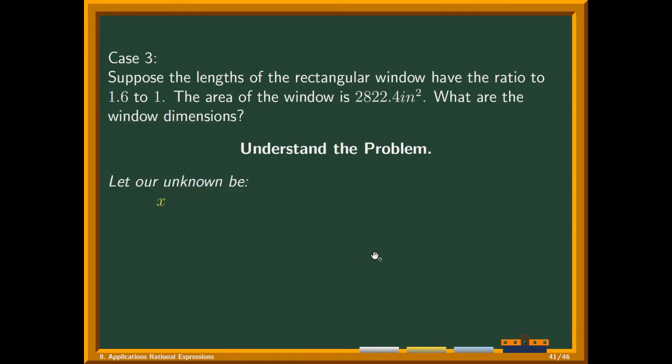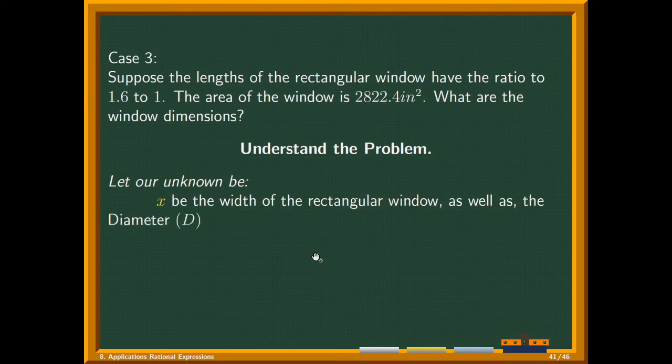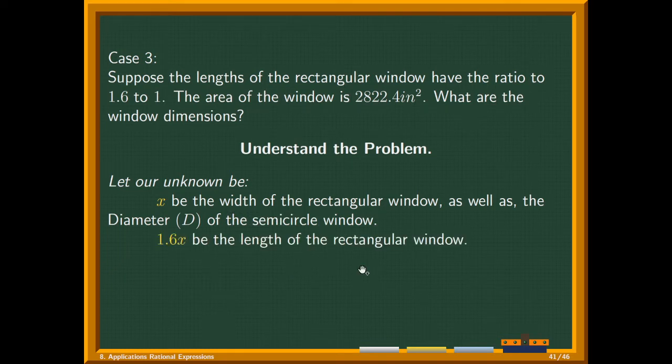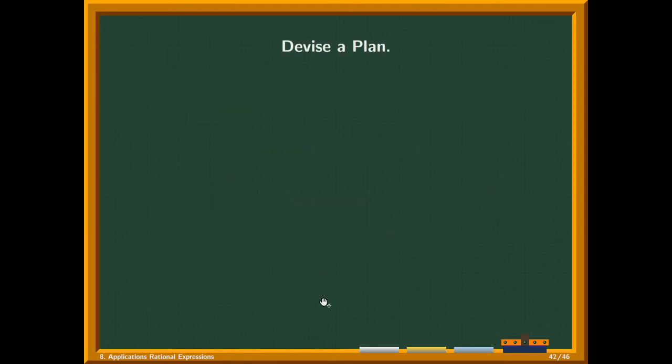So let our unknown be x, as the width of the rectangular window as well as the diameter of the semicircle window. And 1.6x be the length of the rectangular window. And we have to use the same formula. Area of the rectangle is equal to length times width, and area of the circle is pi r squared. So literally, we are going to divide this area into 2 in order to get the semicircle.